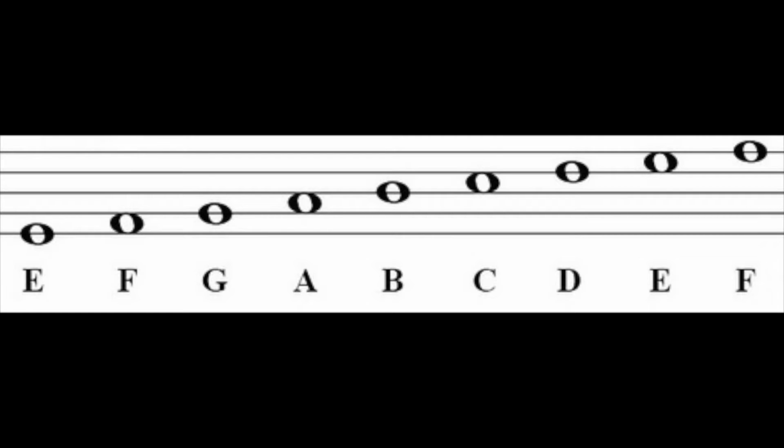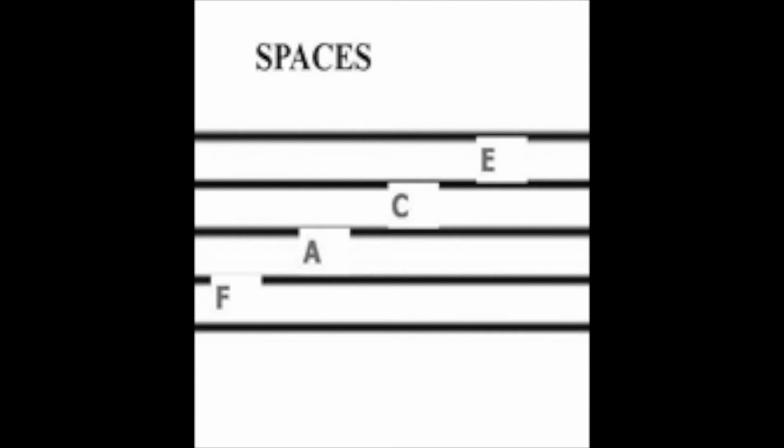Once we reach the letter G, we just cycle back around to A and keep climbing up the alphabet from there. If we take a look at the notes that fall in the spaces of the staff, we'll notice that they actually spell the word face. The lowest space of the staff is F. The second space of the staff is A. The third space is C. And the last space is an E.